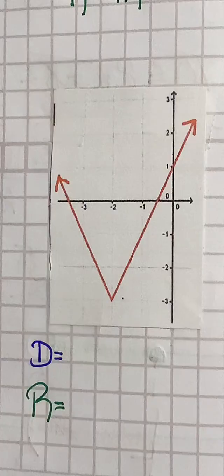Domain is left to right. Range is up and down. There you go. Okay. Big Al's not sure. Okay.